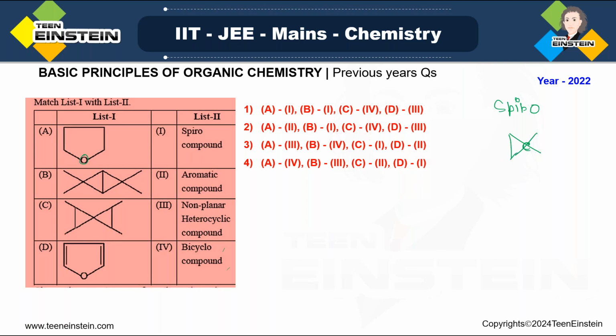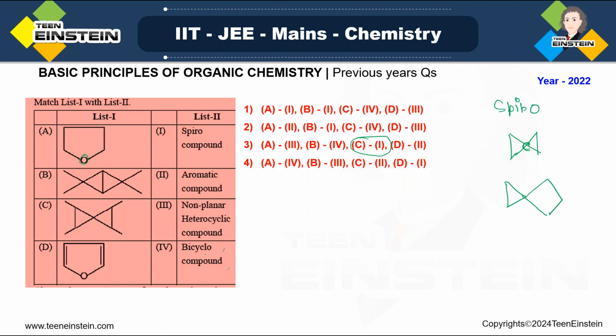Now it may be a 3-member ring like this, or it may be a 3-member ring with a 4-member ring. But this type of structure, where one carbon is as if the connection point of two rings, is actually a spiro compound, and that you can find in option C. So C should be matching with 1. If you are considering C matching with 1, you can easily consider option 3 as the correct option, because C matching with 1 you can get only in option 3, right?